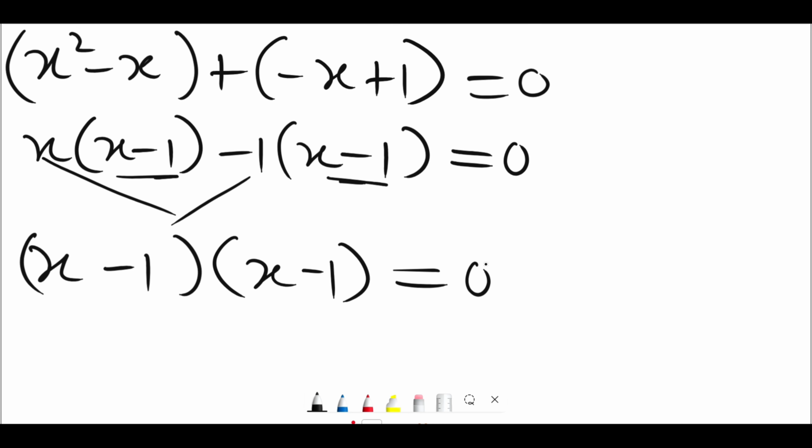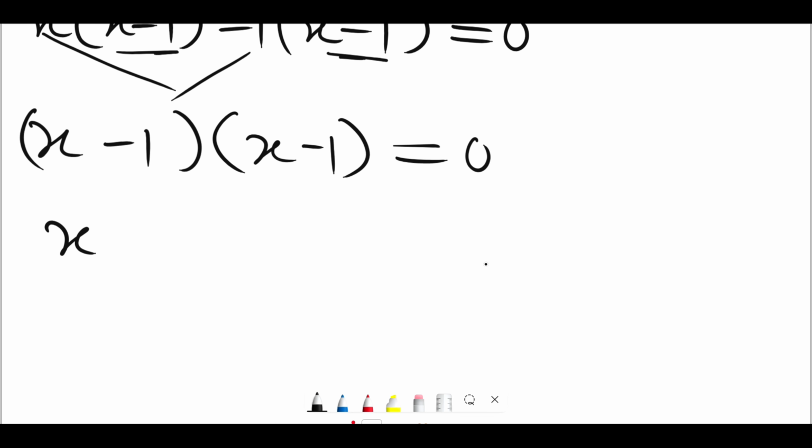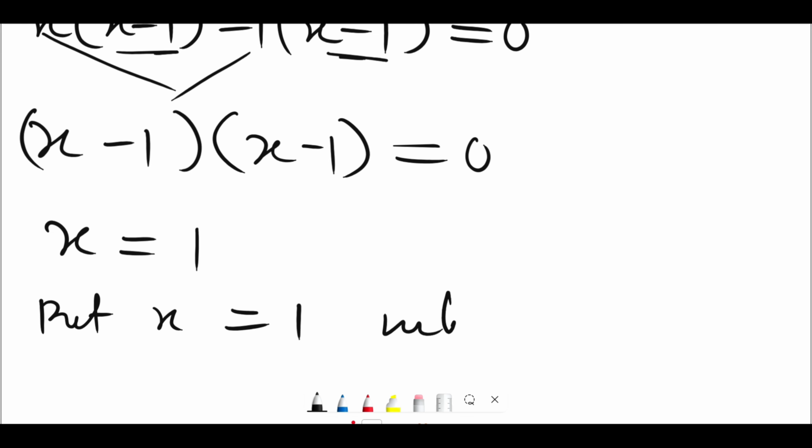Okay, so we are going to get x to be equal to positive 1. They are all the same. x minus 1 equal to 0 gives us positive 1. Then we now put the value of x. Put x equal to 1 into any of the equations. So I'll use equation 2.